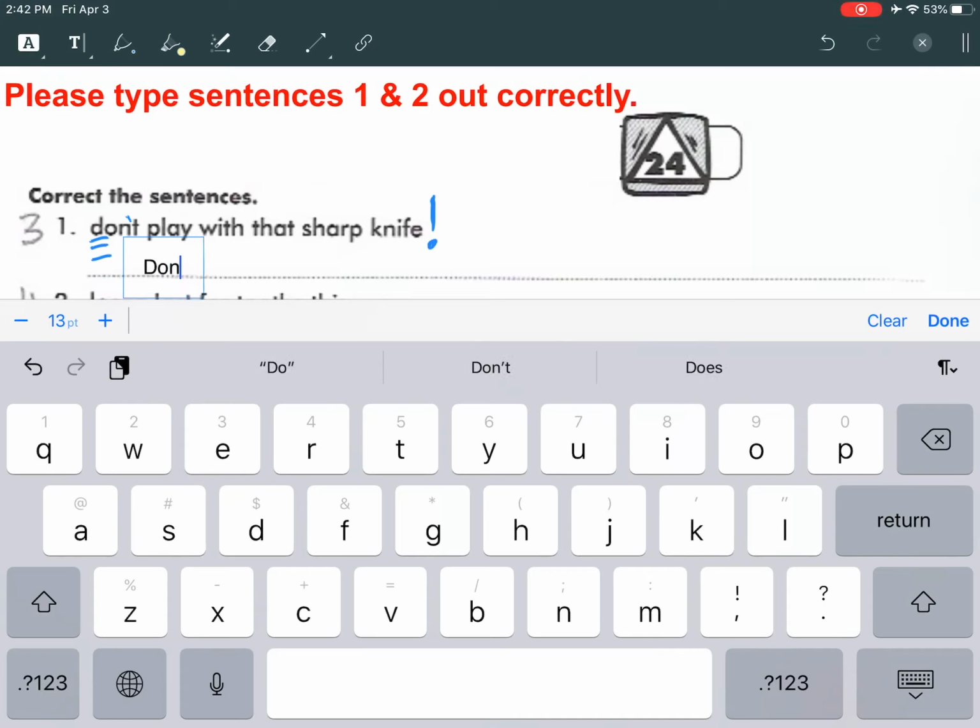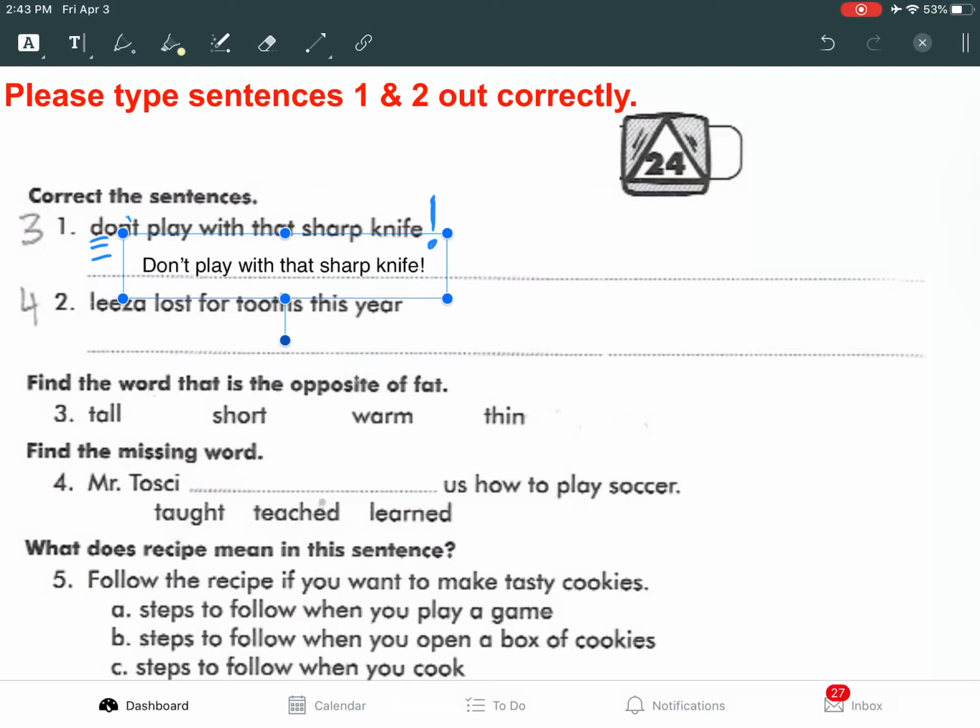So capitalize the D in don't. Put the apostrophe. Don't play with that sharp knife. Now, last week I showed you the little trick that Emmett showed me, which I think is pretty cool. As you notice right down here, there is an exclamation point. If you just hold down on it and press down like that, you do not have to click shift and then the exclamation point. So that's kind of cool. I guess that's the same if you want to do an 8 that way, or quotation marks or an apostrophe like I did earlier, or the exclamation point I just showed you. That's a cool little tech trick there.